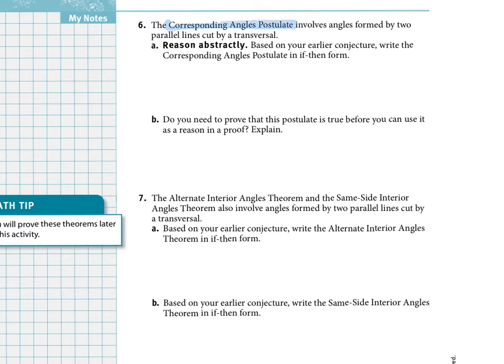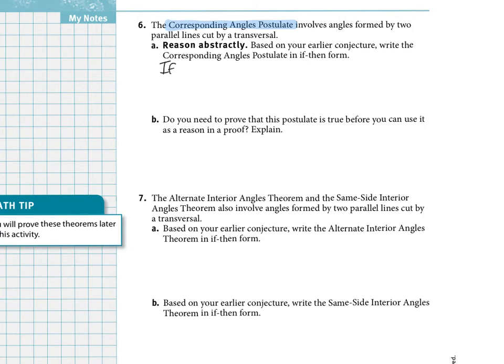Corresponding angles postulate involves angles formed by 2 parallel lines cut by a transversal. So it says, based on your earlier conjecture, write the corresponding angles postulate in if-then form. Remember, a postulate is always in if-then form. Just think back to our real-life situation involving basketball before. So I'm going to help you out with this one. We know if 2 lines are parallel and they're cut by a transversal, then we know the corresponding angles are congruent.